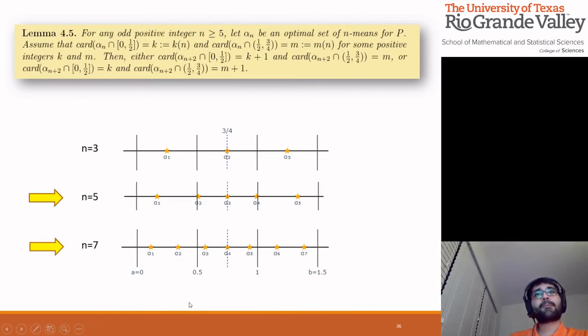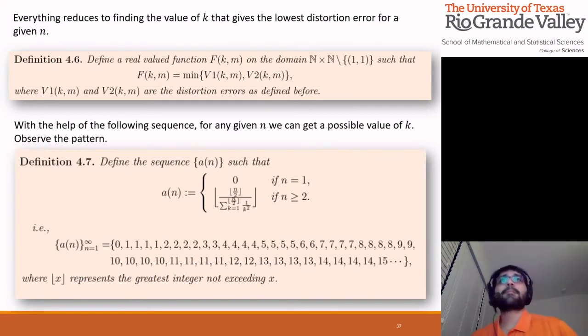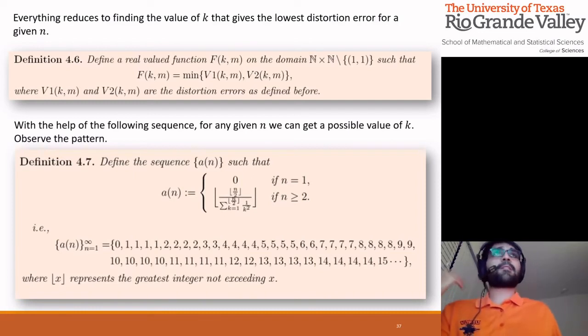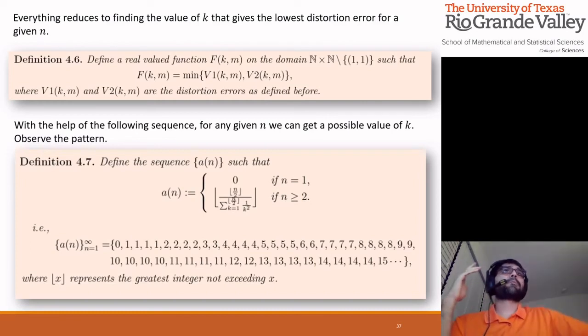But according to the lemma, the next quantizer will be in the first interval, and the other will stay the same, or in this interval, and we'll still have two quantizers here. So everything reduces to finding the value of k that gives the lowest distortion error for a given n. So remember, our goal is to find the quantizers for n greater than or equal to 5.